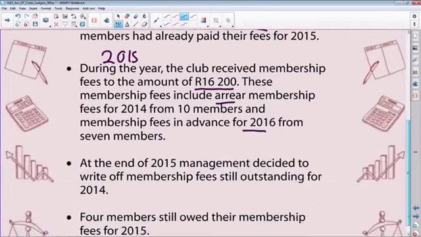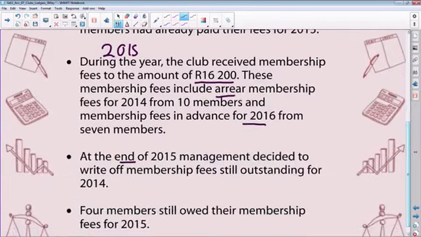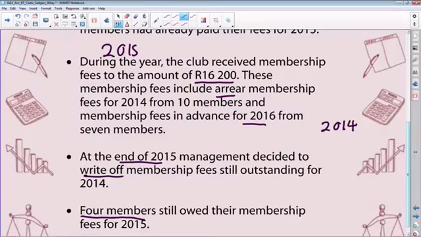Okay, right, next bit of information. At the end of 2015, management decided to write off membership fees still outstanding for 2014, and then we are told 4 members still owe their membership fees for 2015. Okay, now a lot happening, guys, but please remember that all of this information, you've got to now break down into years. So what I'm going to do on the side, 2014 is obviously my previous year. 2015 is the year I'm working for.